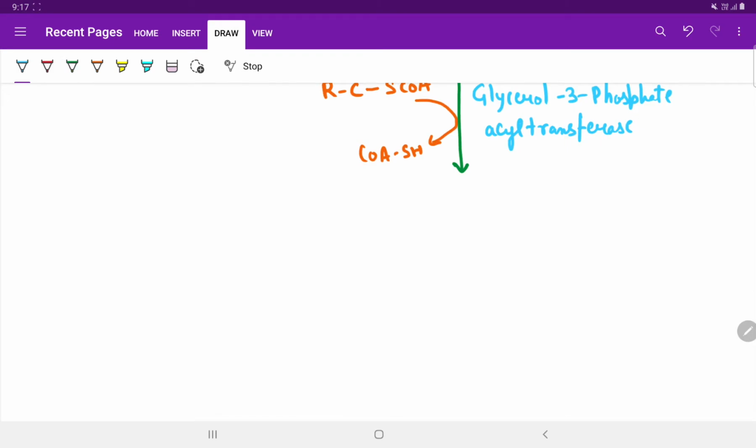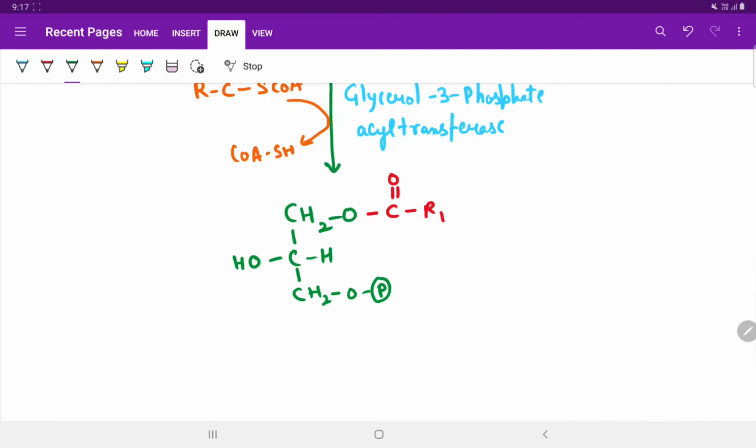So how is this lysophosphatidic acid different from glycerol 3-phosphate? Just see the structure. The changes in the structure will be highlighted by the red color. You can see one acyl coenzyme A molecule will be attaching over here, and this becomes the structure of lysophosphatidic acid.